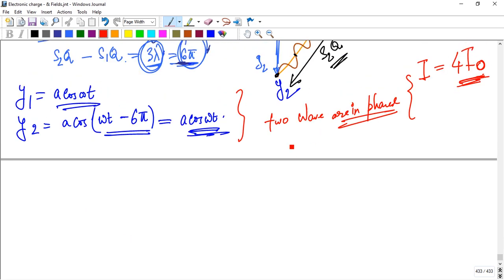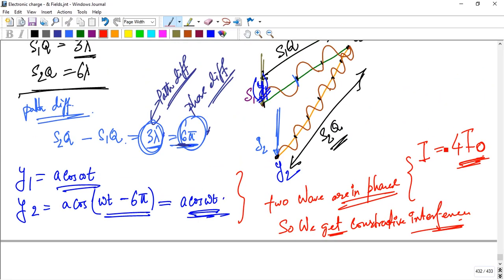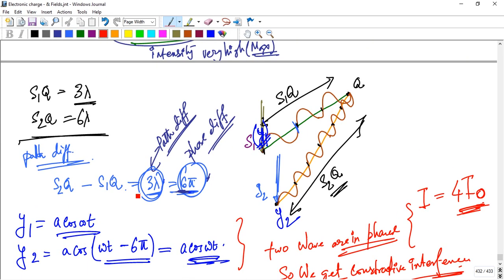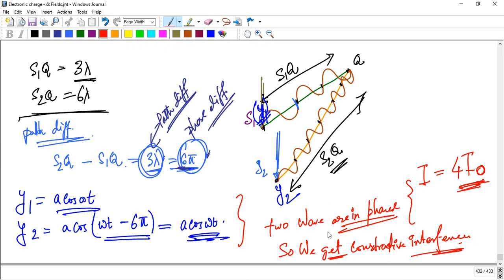So we get maximum intensity, meaning constructive interference, because these two waves y1 and y2 are in phase, and that's why the intensity is high. Intensity is maximum. So that's why these two are constructive interference, and these two sources are coherent sources.